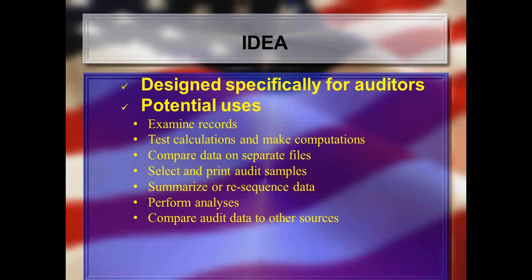We can do so if we wish to compare data on separate files and look for where non-existence is a critical function. If we want to select and print audit examples. If we want to summarize data, resequence it, we were given a file alphabetically, but we would like it by region. We can perform analyses, we can do extractions, we can look for duplicates, we can look for missing items, and we can compare the overall audit data to data being drawn in from other sources.